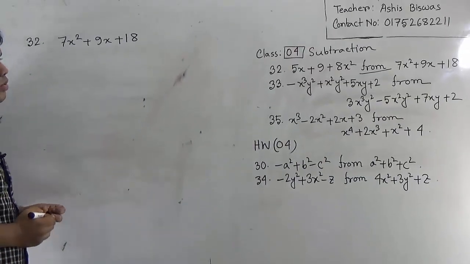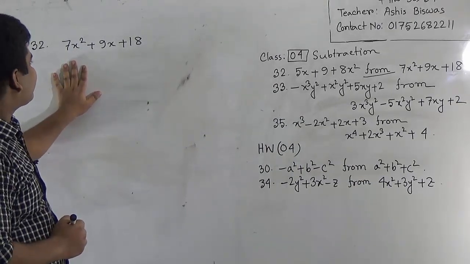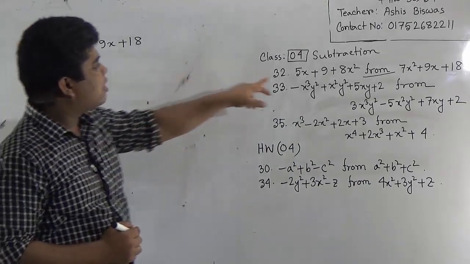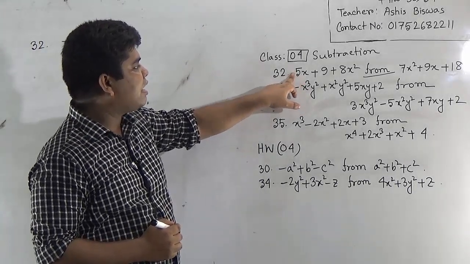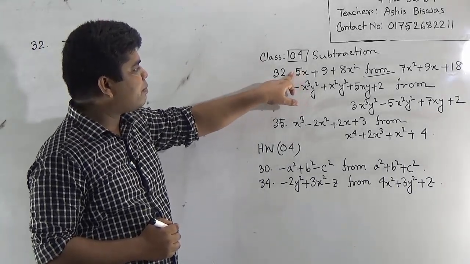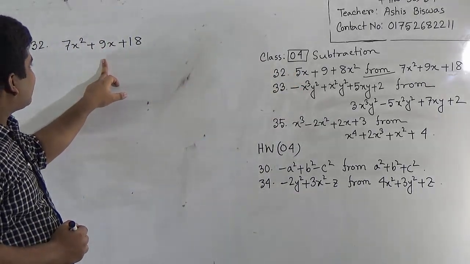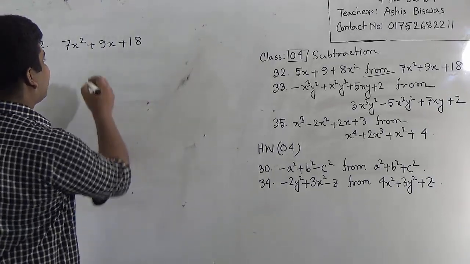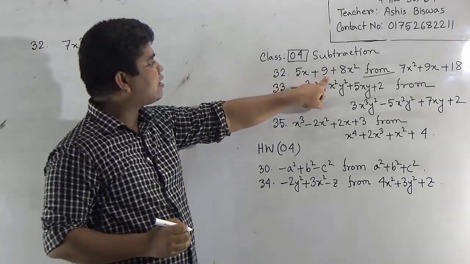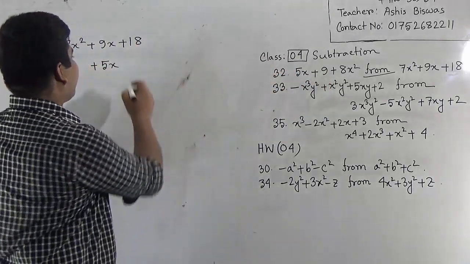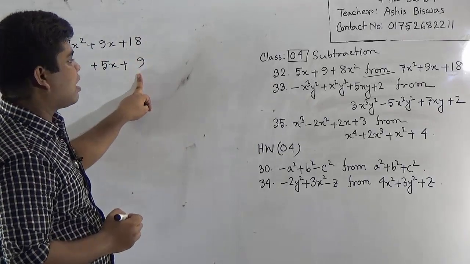My dear students, we write the similar term under the similar terms. Here 5x, that means we consider the sign on the left hand side. 5x carries a plus sign. So where is the x term? Here, in the middle. So we write here 5x, and the next number is 9. It is similar to 18, so we write 9 below 18.